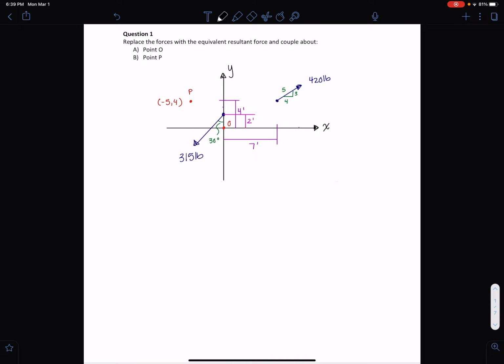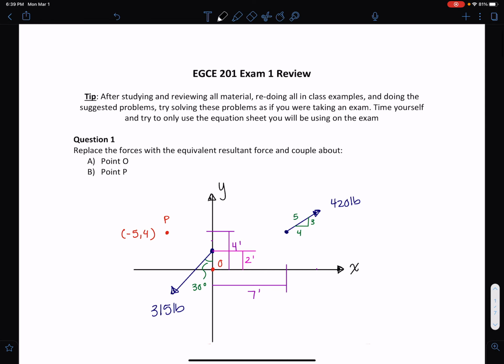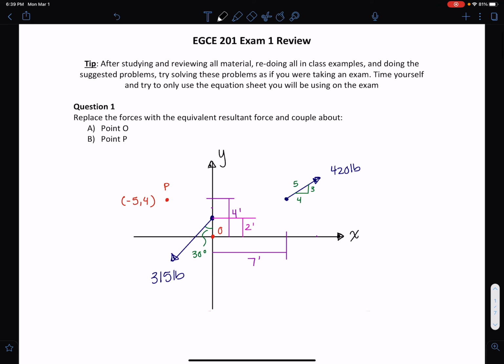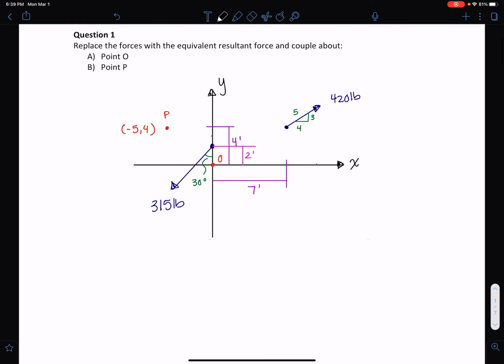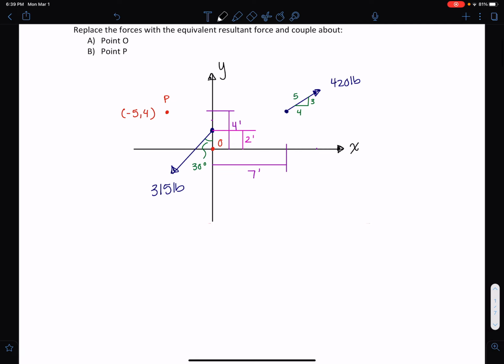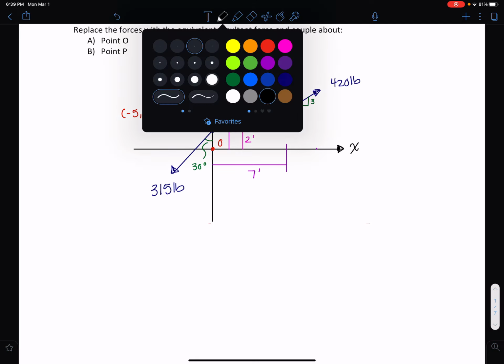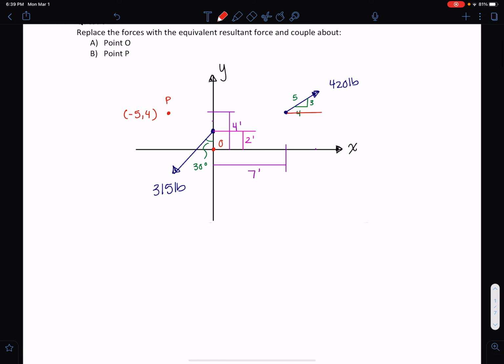Okay, so we're going to solve this problem that was a part of your 201 exam review. Question 1 here asks to replace all the forces in the system with the equivalent resultant force and couple, and we want the couple about point O and about point P. So the first thing we're going to do is start by putting each force into their respective components.